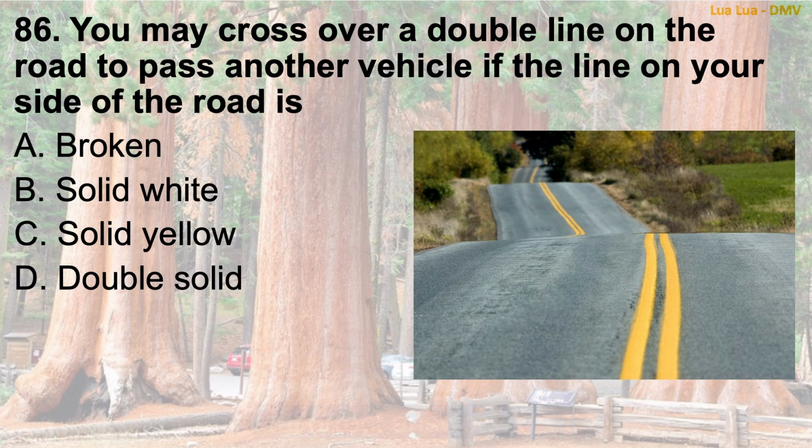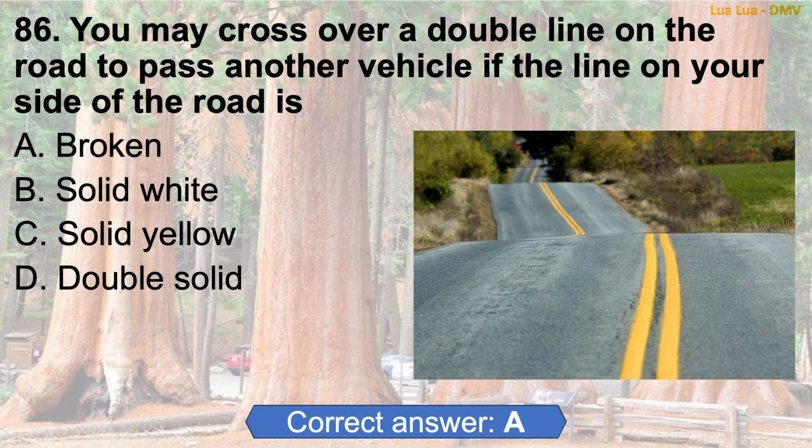Question 86. You may cross over a double line on the road to pass another vehicle if the line on your side of the road is A. Broken. B. Solid white. C. Solid yellow. D. Double solid. The correct answer is A. Broken.